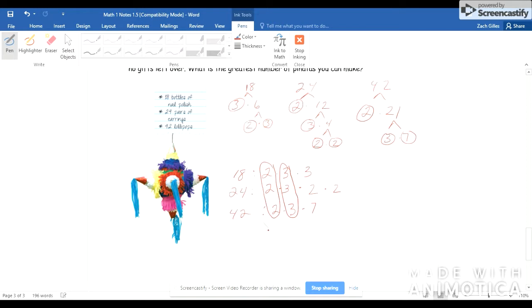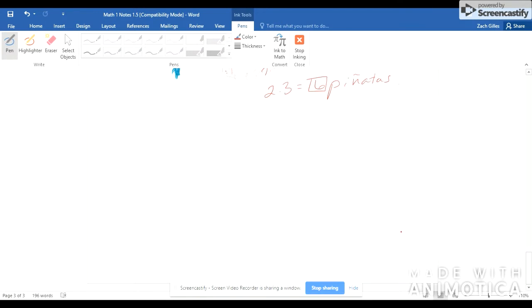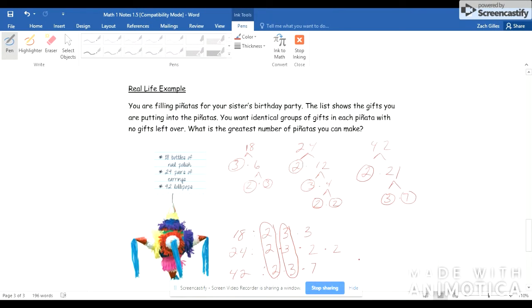So 2, oh, sorry about that. Not sure why I'm getting this funky line here. There we go. So 2 times 3 would give me a total of 6. So word problem, don't forget your label, piñatas. And don't forget your little P-I-N-A-T-A-S. So 6 piñatas so that there's nothing left over. Okay. And that's all I've got for notes today.